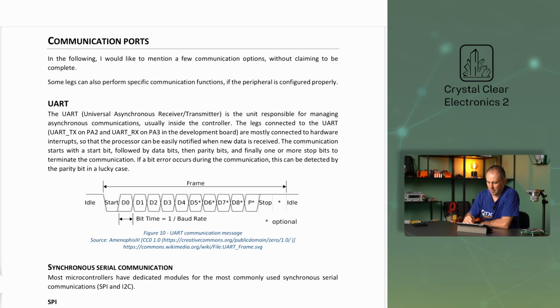As you can see here, the communication starts with a start bit, followed by data bits, then parity bits, and finally, one or more stop bits to terminate the communication. If a bit error occurs during the communication, this can be detected by the parity bit in a lucky case.